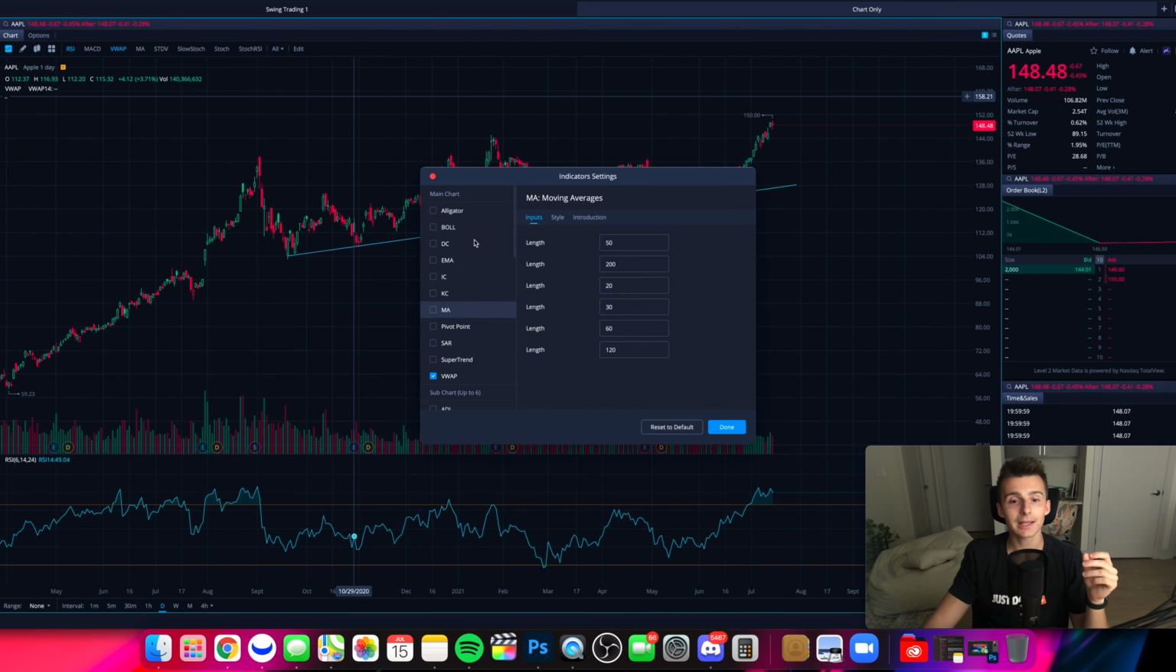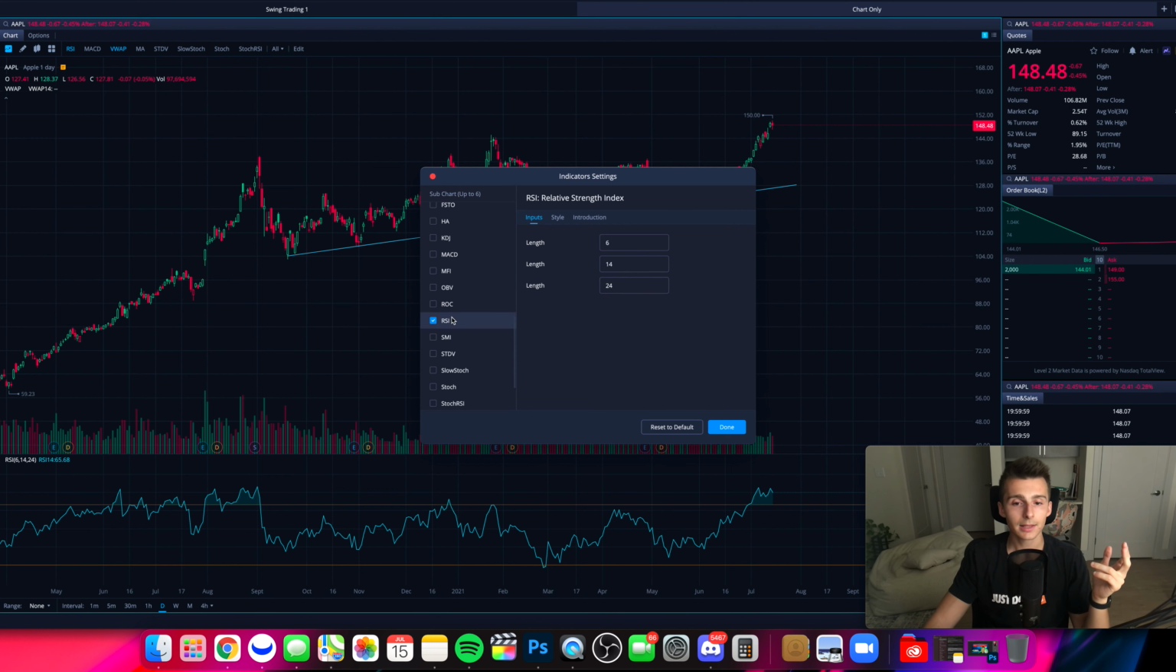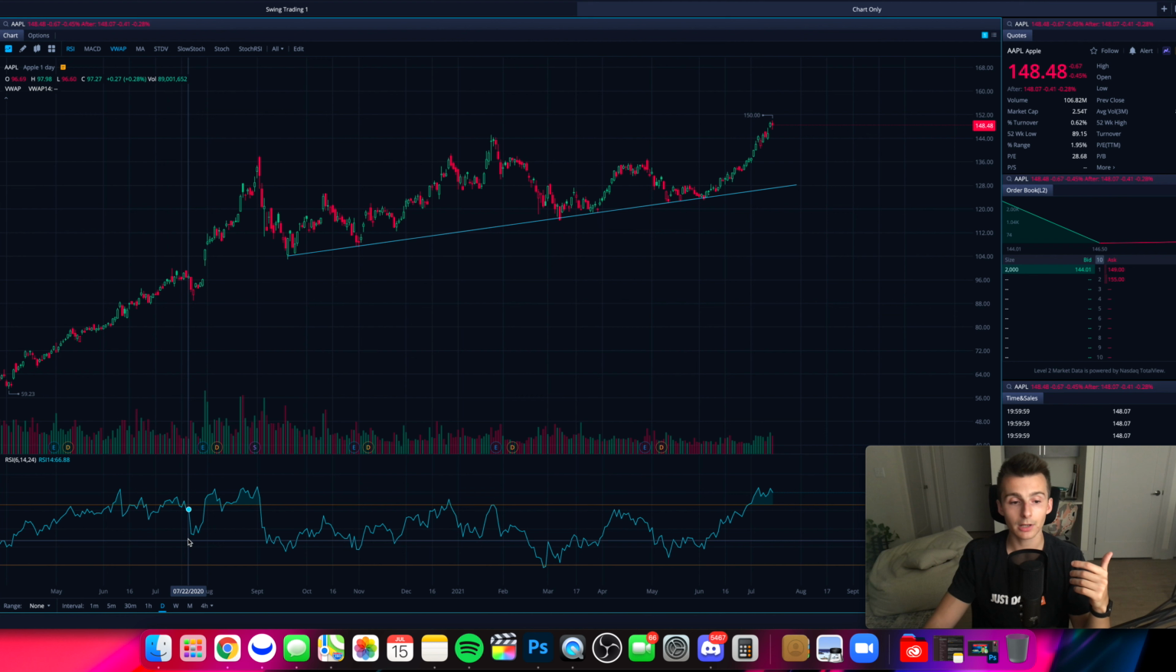If I go to edit indicators, I can do the exact same thing for the most part. I can just scroll down until I find RSI. Click on RSI, and I can change the settings here. What we're going to be using is the RSI 14. That is the RSI we're going to be using in this video, and we can see that now pops up on the bottom of the screen. Okay, there it is. There's the RSI.